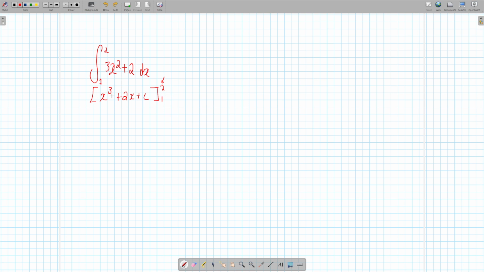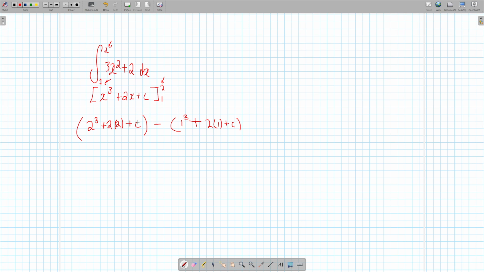Basically, it's going to look like this: 2 cubed plus 2 times 2 plus c, with a bracket here. This is when I substitute 2, right? Minus, now when I substitute 1: 1 cubed plus 2 times 1 plus c. That's what these numbers on the integral mean. Substitute 2, substitute 1, and then subtract them from each other.